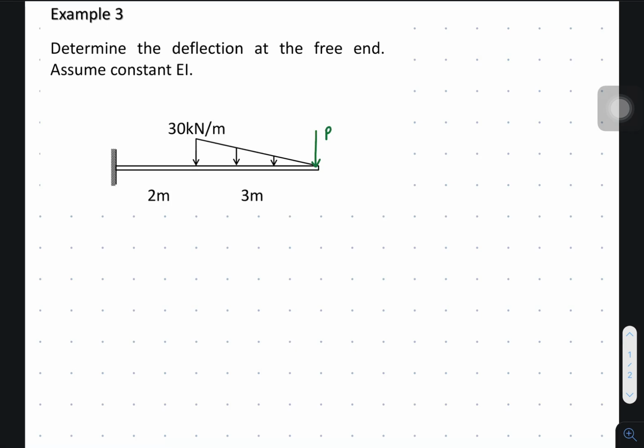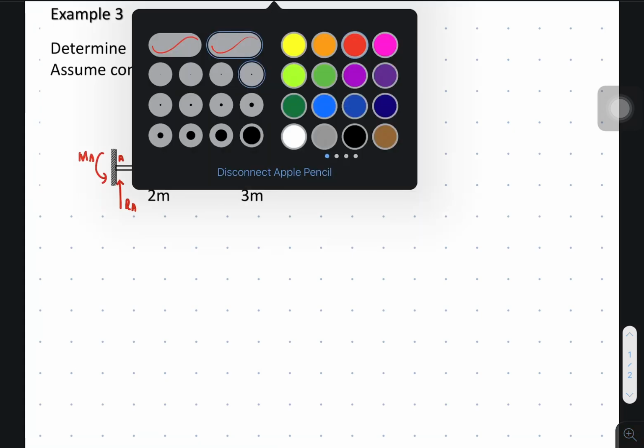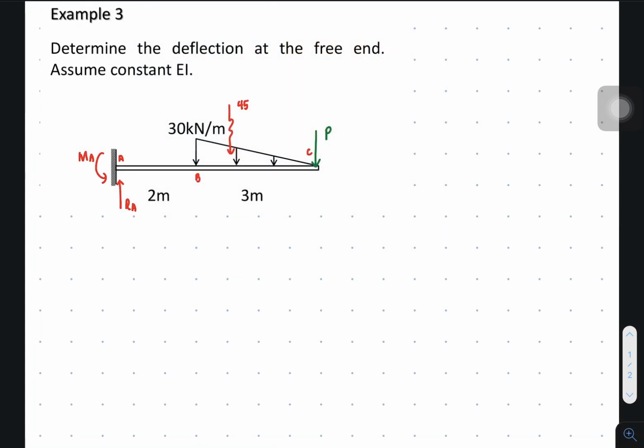Because the beam is a cantilever beam, all the deflection from the suspended overhang of this span is negative and it's downward. So from there, we can conclude that this would be A, this would be B, and this would be C. And for this one, this is 30 times 3 times 1/2. This is 45. And then here, you will have RA, and you will have MA. Excuse me. So let's try to solve for the reaction.